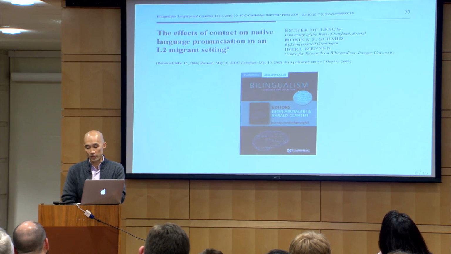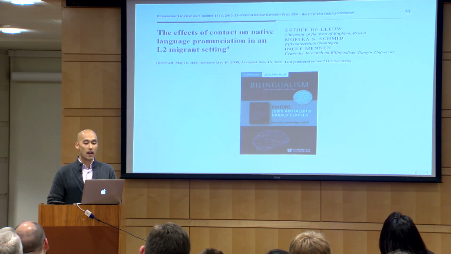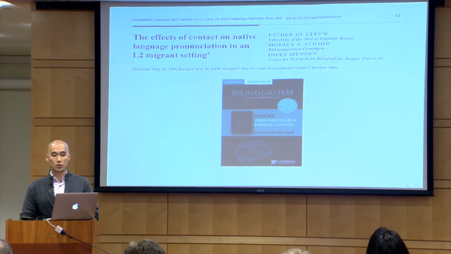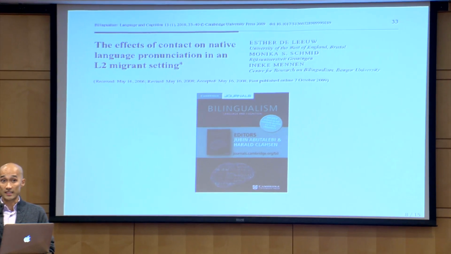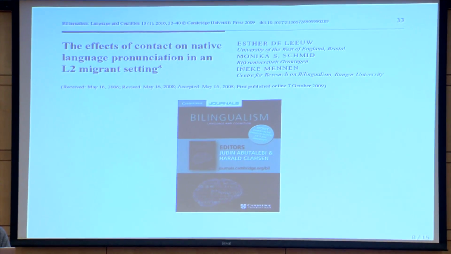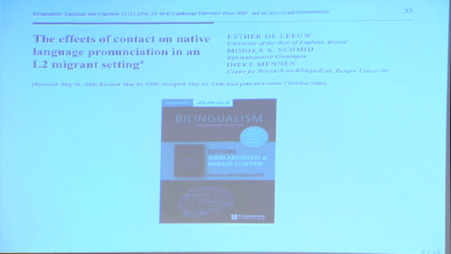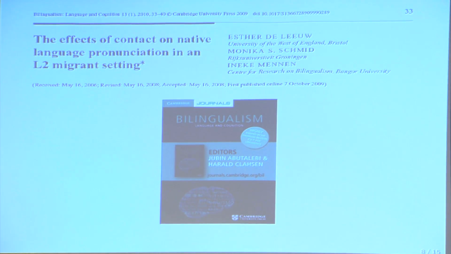A study that addressed this in 2010 was by DeLeo, Schmidt, and Menon. What they looked at were these long-term immigrants that I just described. So if you are a native German speaker and you immigrate to Canada, and you're there for more than 30 years, or you're a native German speaker and you move to the Netherlands and you're also there for decades, are you still like a native German speaker? Is the central question in this study.